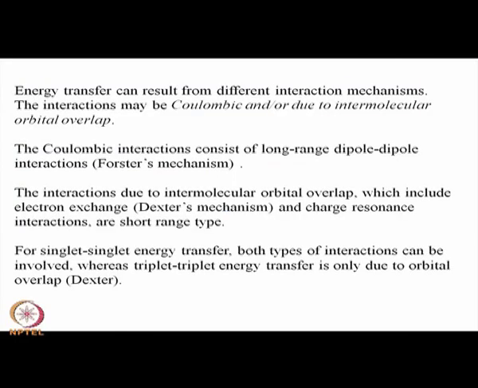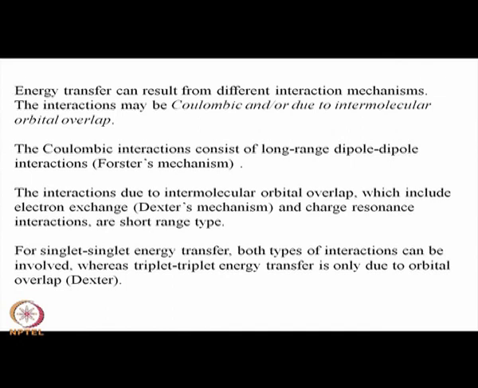Okay. So energy transfer can result from different interaction mechanisms. Interactions can be Coulombic and/or due to intermolecular orbital overlap. So, both mechanisms can be operative. Coulombic interaction consists of long range dipole-dipole interaction, which is called the Förster mechanism, and the interaction due to intermolecular orbital overlap includes electron exchange, that is the Dexter mechanism, and charge resonance interaction. These are all short range type.